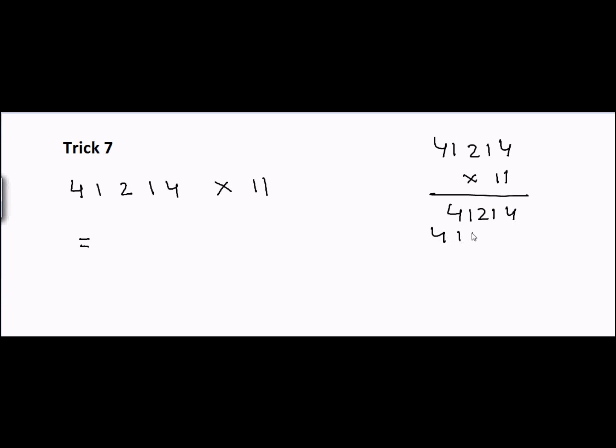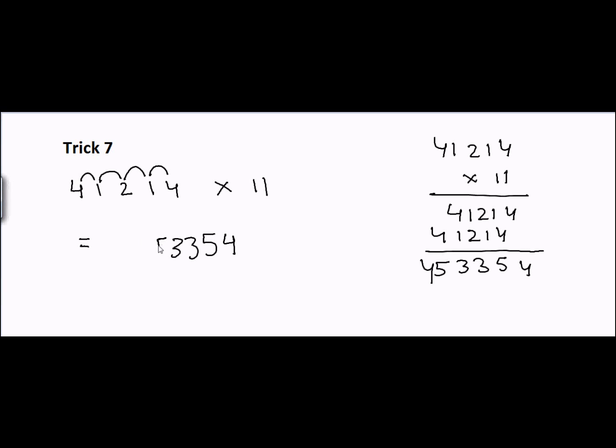So instead of doing this calculation, I can directly do this calculation here. I just write the first digit, and then I add 4 plus 1, that is 5, then 1 plus 2, that is 3, 2 plus 1, that is 3, and 1 plus 4, that is 5, and then I add 4 in the end. So that is your answer. If you remember this way, then it's much faster.